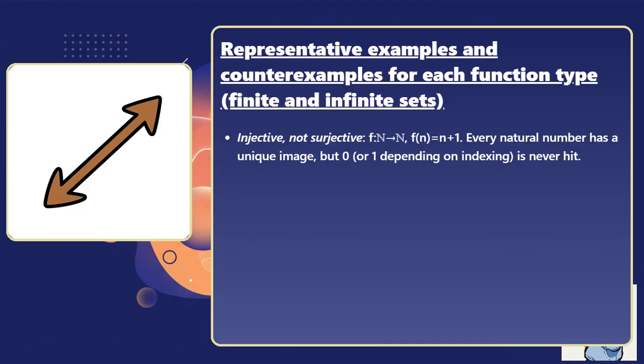Infinite set examples. Injective, not surjective: f maps the natural numbers to the natural numbers, defined by f(n) equals n plus 1. Every natural number has a unique image, but 0 or 1, depending on indexing, is never hit.